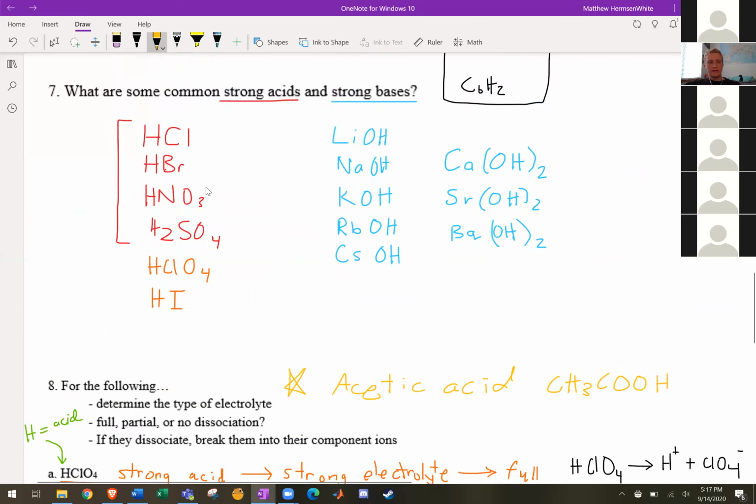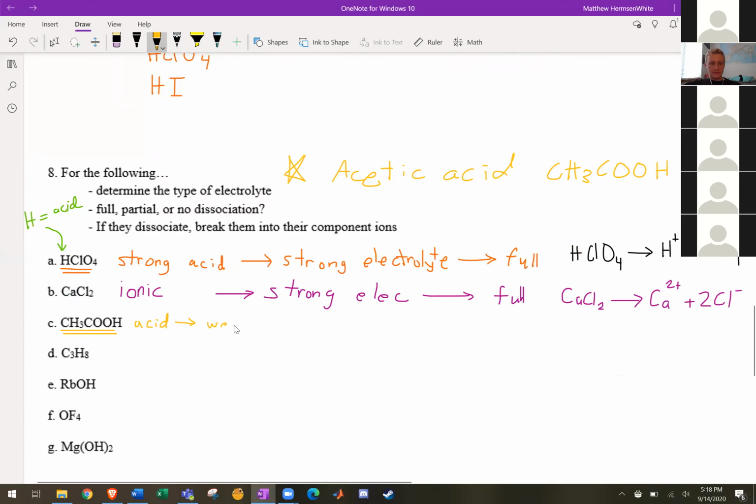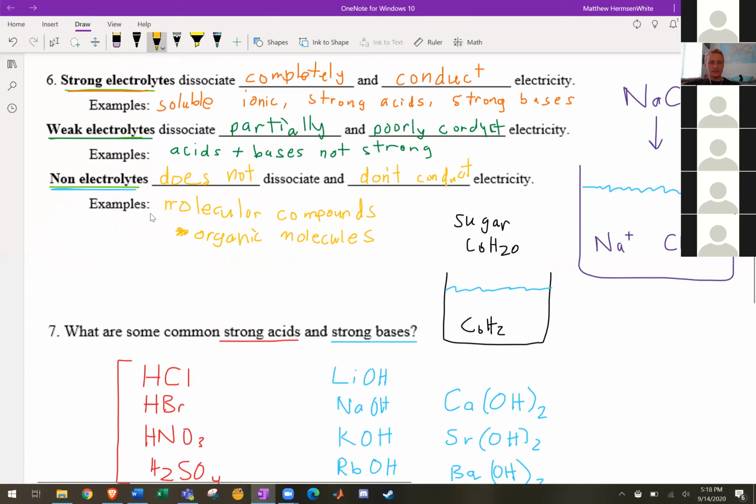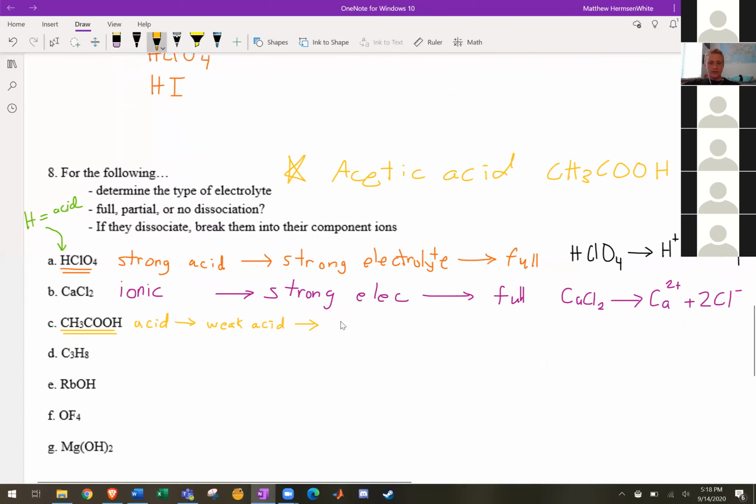Well, let's go up here. It's not on the strong acids list. Therefore, we have a weak acid. Now, the weak acids from our definition were weak electrolytes, or acids and bases that are not on the strong list. So this is a weak electrolyte. This means weak electrolytes will have partial dissociation. So some of these are going to break up and some will stay together.